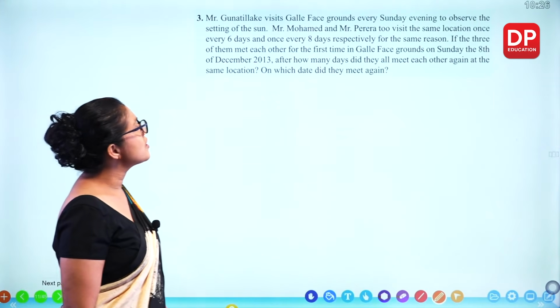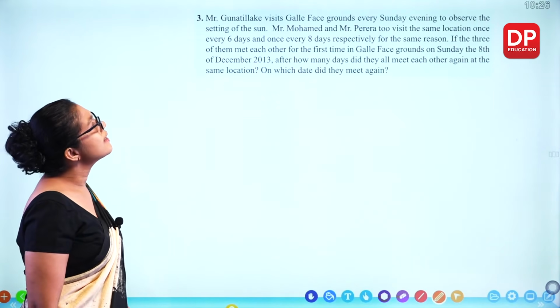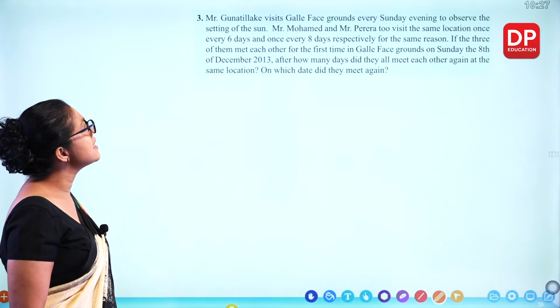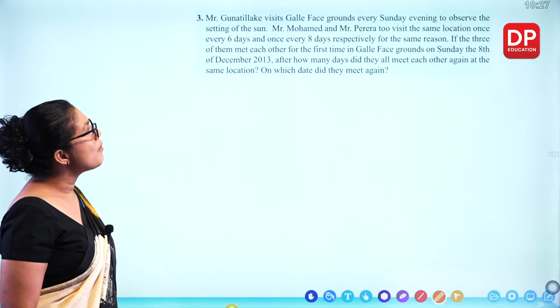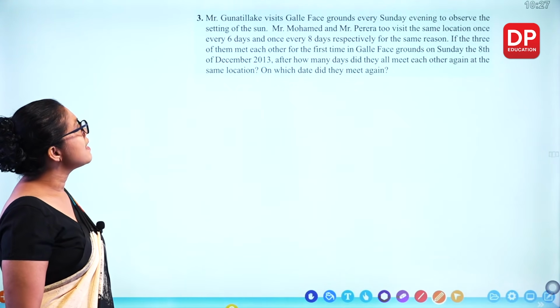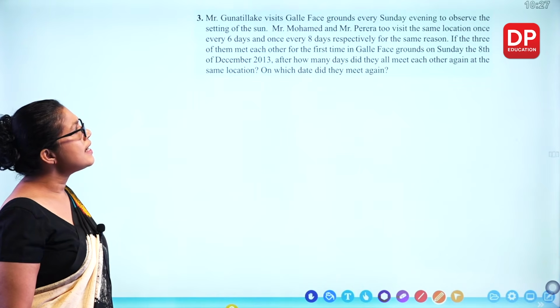We'll look at the third question. It says Mr. Gunathilaka visits Galle Face grounds every Sunday evening to observe the setting of the sun. Mr. Mohammed and Mr. Perera too visit the same location once every 6 days and once every 8 days.